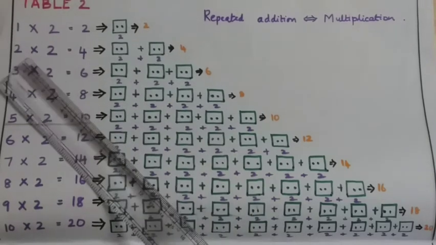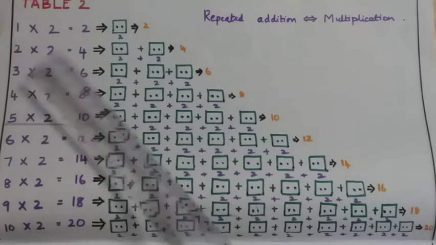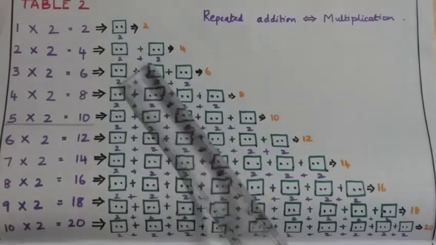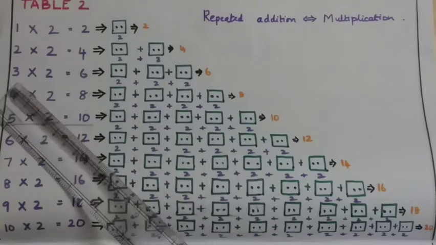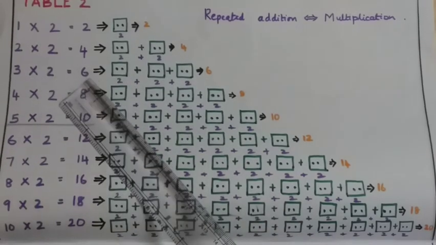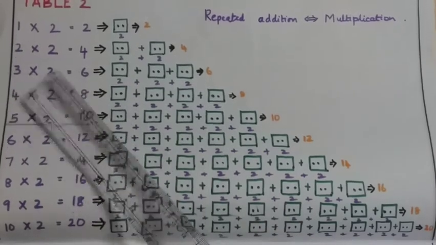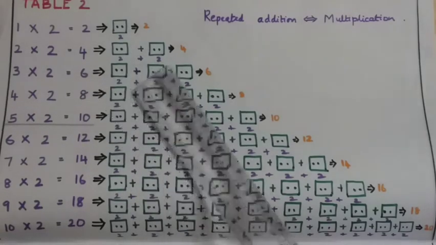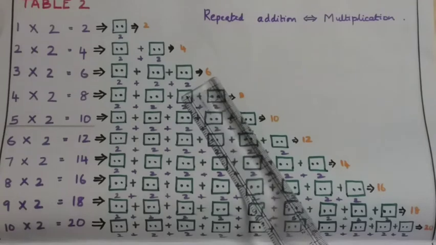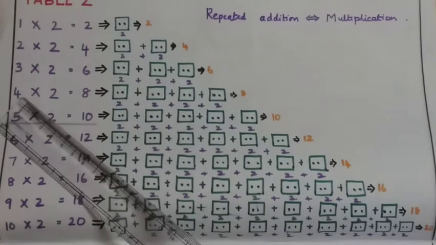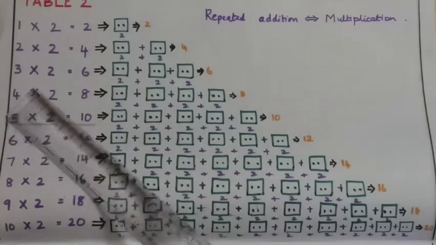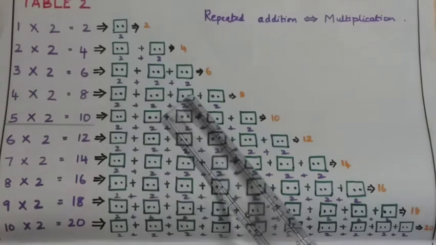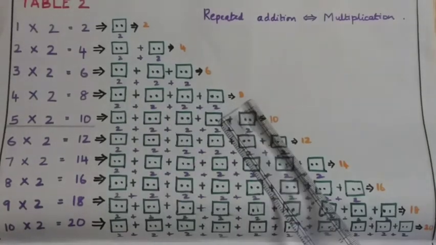Next, 2 2s are 4, which means there are 2 groups with 2 items in each group. So 2 plus 2 equals 4. Next, 3 2s are 6, wherein there are 3 groups with 2 items in each group. So 2 plus 2 plus 2 gives 6. Then 4 2s are 8, which means 4 groups are there with 2 items in each. So 2 plus 2 plus 2 plus 2 gives 8.